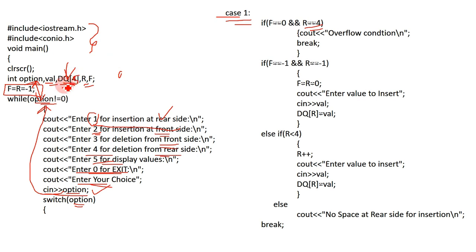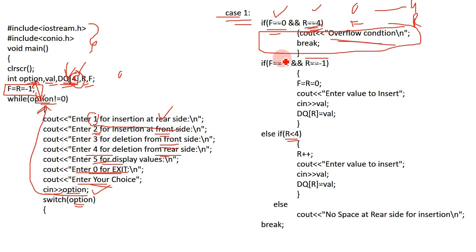You have to recorrect this: this is the DQ, an array of size 5. If you put 4 here, then this r will be equal to 3, and this condition will also be r less than or equal to 3. 0 to 3 means 4 values. So if front is equal to 0, and rear is at the last location, the 4th location, it means all the 5 locations are occupied. So this is the overflow condition.